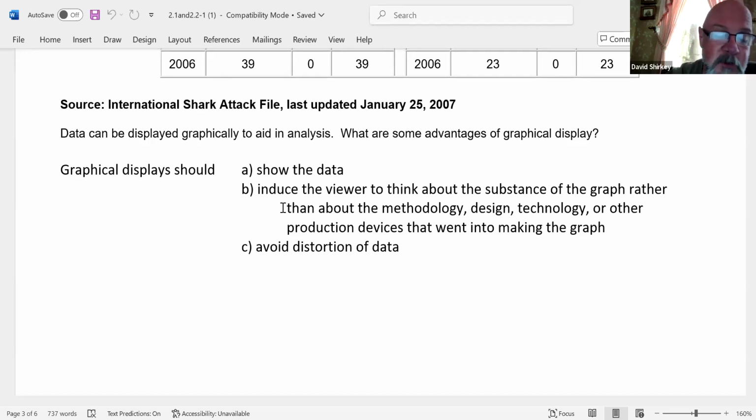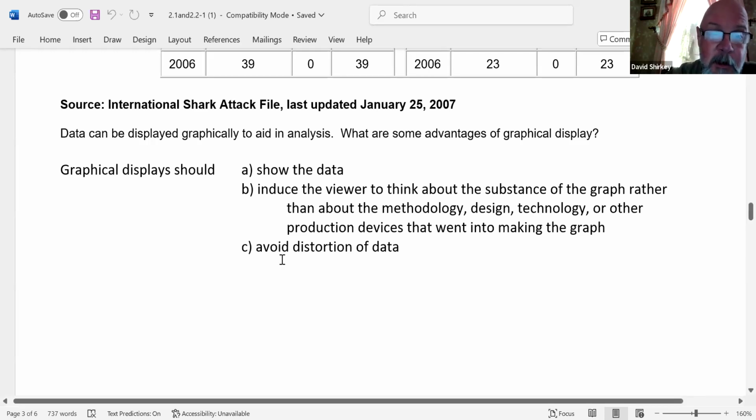There's a lot of people out there that try to make a really fancy graph using their computer, typing in data, and they make it so that it's distracting. It distracts people sometimes from actually trying to get information from the data itself. And C, it should avoid distortion of data. It should be accurate.